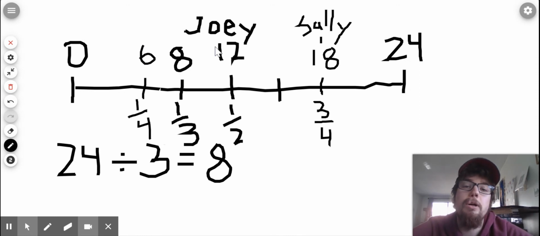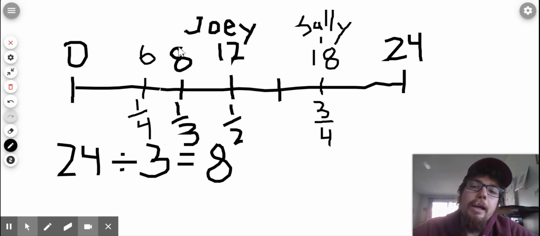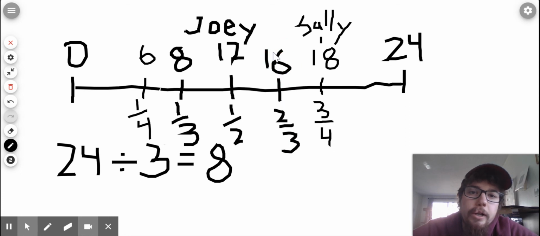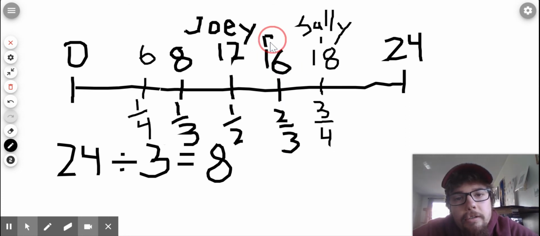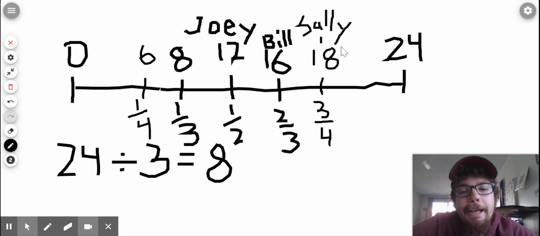So just like we did when we were talking about quarters, we can add. It's a pattern. Go up by 8. So 0, then 8, and then 8 more to get to 2/3 would be, so 8 plus 8 is, that's one of our doubles. We should all be really quick at those, is 16, okay? So I'm going to try to squeeze Bill's name in here. Bill. There we go. So that's what Bill got, okay? So Joey got 12, Bill got 16, Sally got 18, okay?